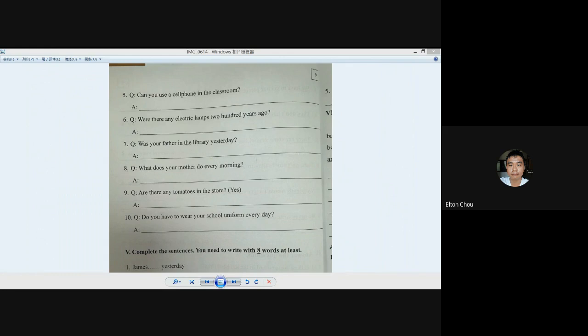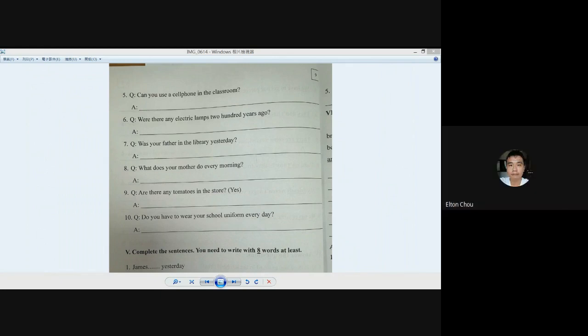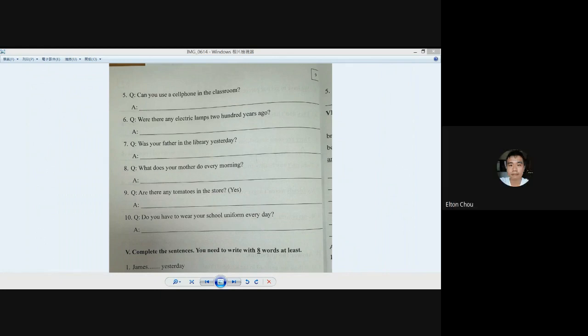She prepares breakfast. Our breakfast every morning. Or you can use our own answer, okay? Are there any tomatoes? Yes, there are. Some or any. Choose by yourself.